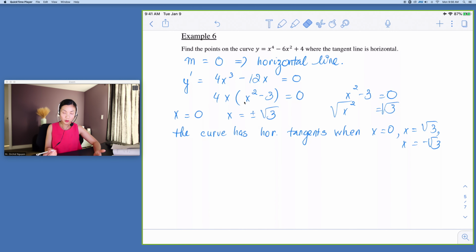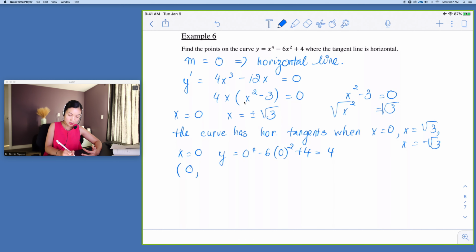So to find the points, you simply take x and plug it into the original equation. For example, I'm just going to do the easy one, which is x equal to 0. So when x equals 0, y is going to be 0 to the 4th minus 6 times 0 squared plus 4. So it's just 4. Okay, so the first point is going to be (0, 4). If you do it for square root of 3 and negative square root of 3, we're going to end up with -5 and -5 as well.